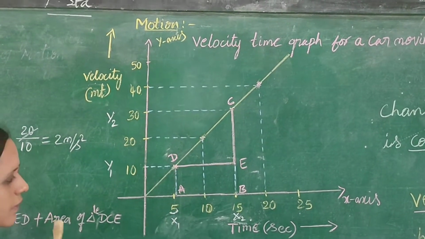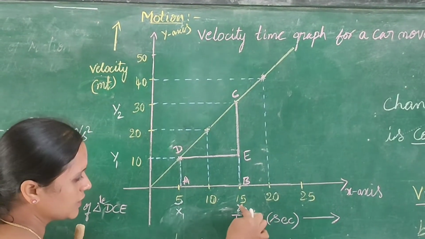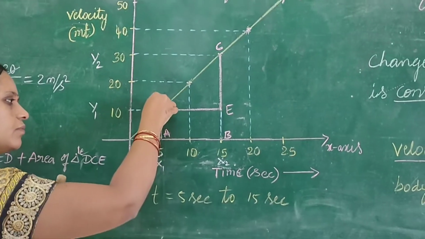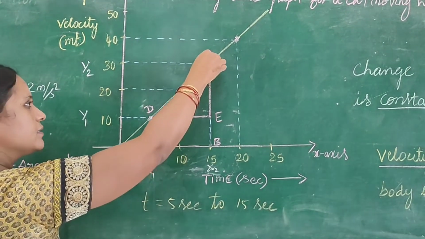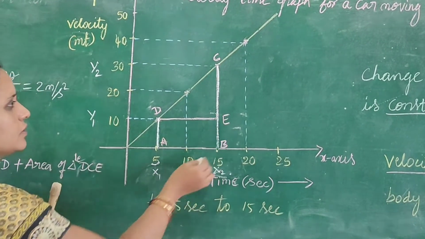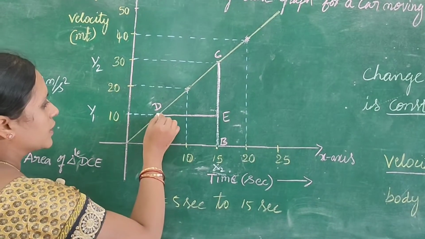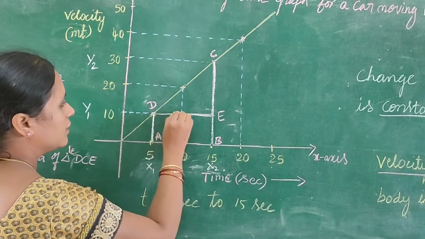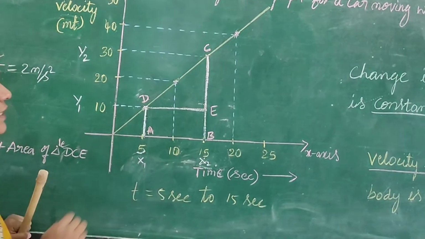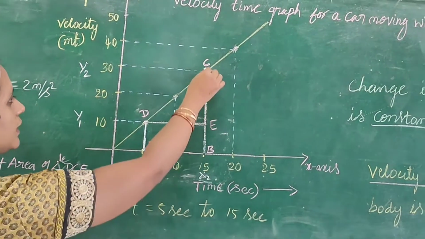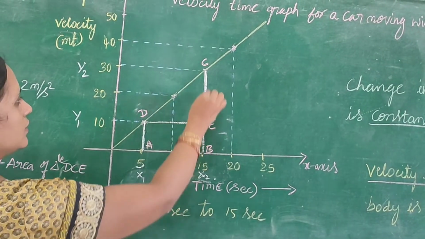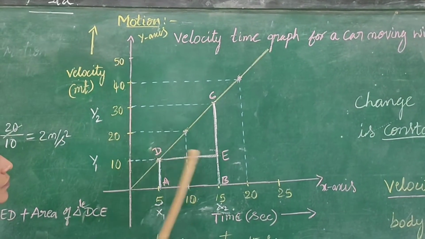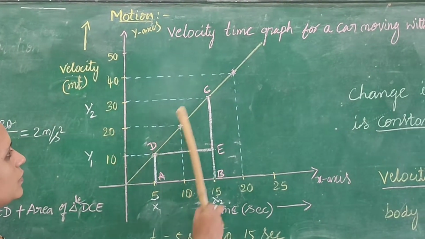So you can see this one. From 5 to 15 seconds, what is the slope? Now you can join the parallel lines like this. So you can draw a line DE perpendicular to CB. So here I get one triangle, that is CDE. So in triangle CDE, now I find the slope DC.